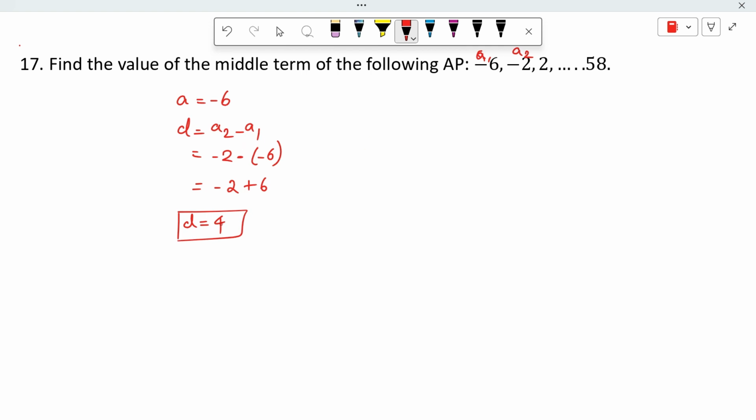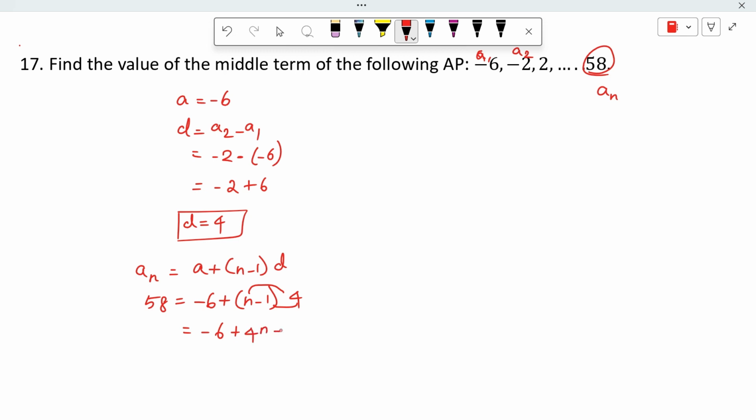After finding a and d, I need to find the number of terms using the relationship an is equal to a plus n minus 1 times d. The last term we can call it as an. So 58 is equal to minus 6 plus n minus 1 times 4. So evaluate the bracket. So you will get 4n minus 4. So take it to the other side, simplify it.